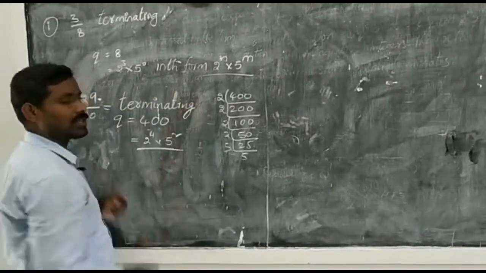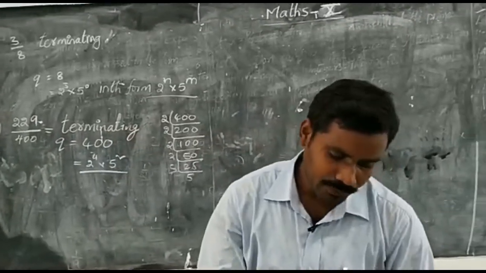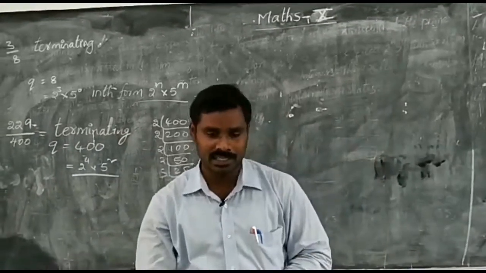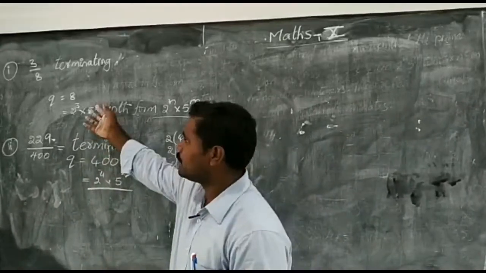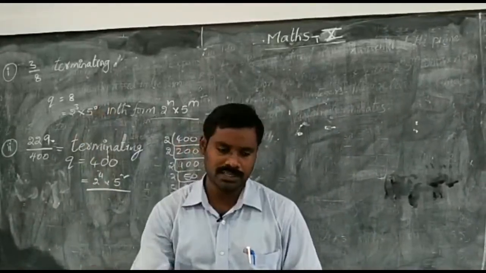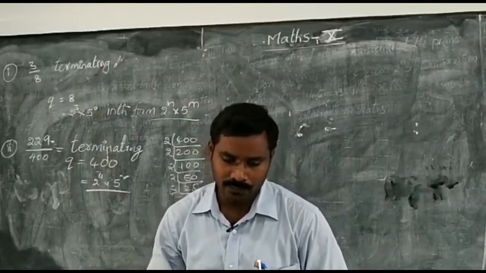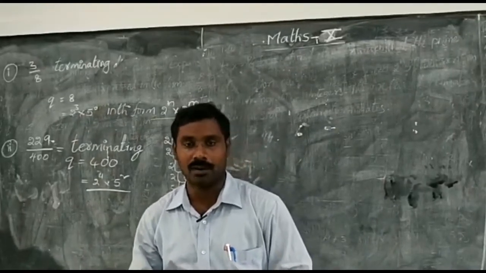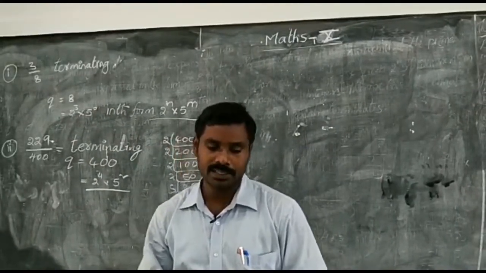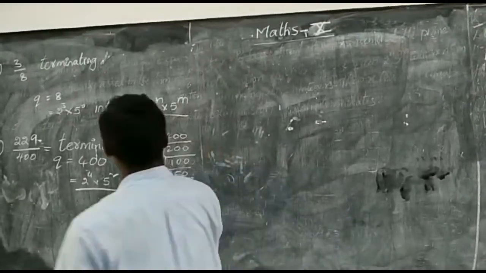Like this you have to complete the first Roman. Now we are going to the second Roman. Without performing the division, you have to complete the division also in the first Roman. But in the second Roman, without doing division, state whether the following rational numbers will have a terminating decimal form or non-terminating repeating decimal. 13 by 3125.